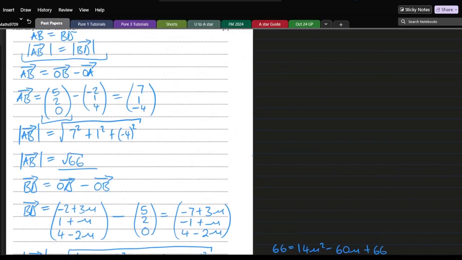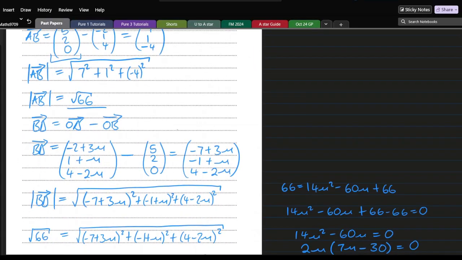So our mu is 30 over 7. Now that we know what mu is, we can find what OD is. The general coordinates of OD are negative 2 plus 3 mu, 1 plus mu, 4 minus 2 mu.